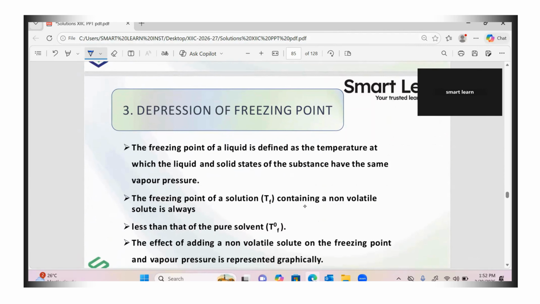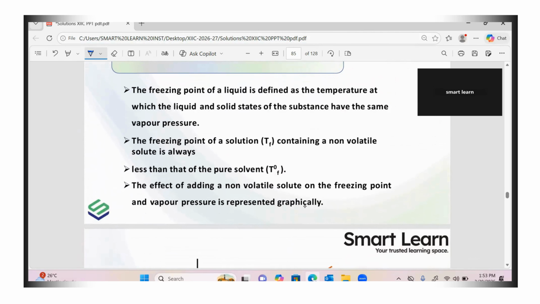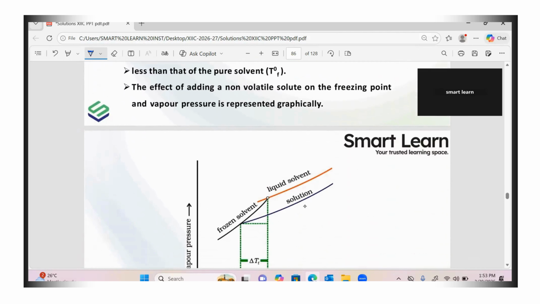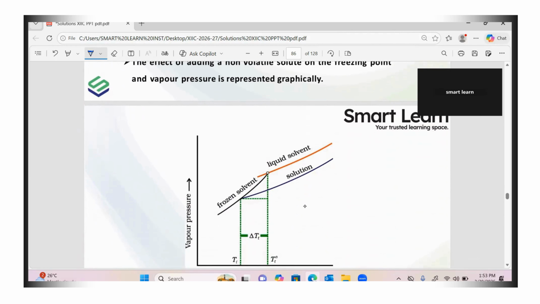Then we are going to discuss the depression of freezing point. The freezing occurs when the vapor pressure of liquid and solid becomes equal. Since the vapor pressure of solution is lower, this condition is achieved at a lower temperature. Therefore, the freezing point of the solution is lower than that of solvent. That is shown in the graph. So the decrease in freezing point is called depression of freezing point.